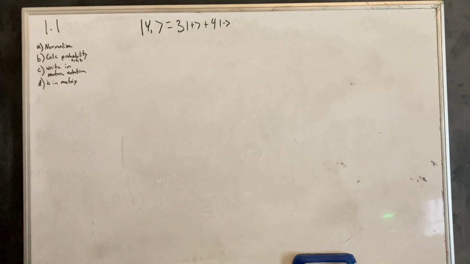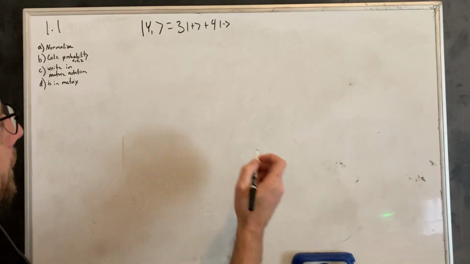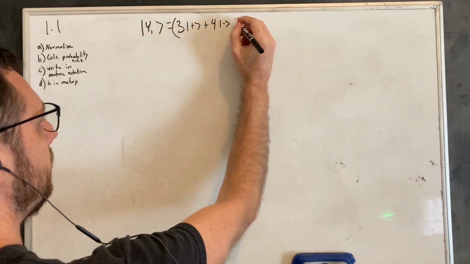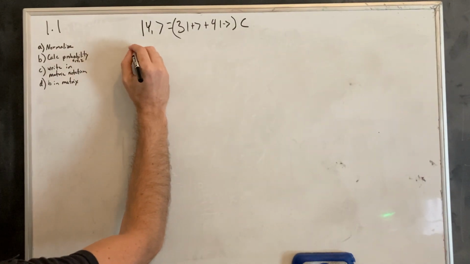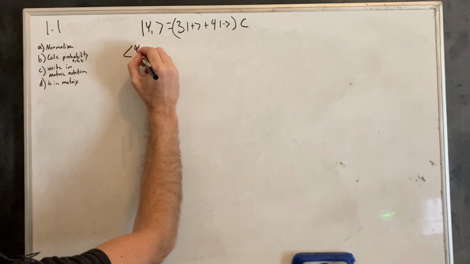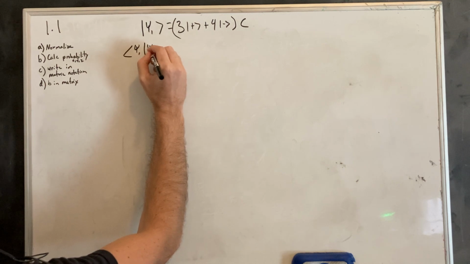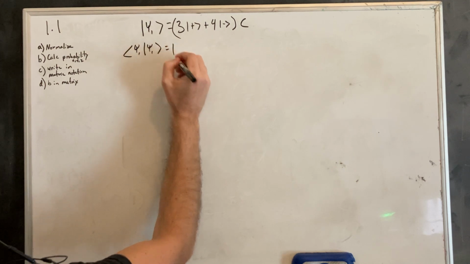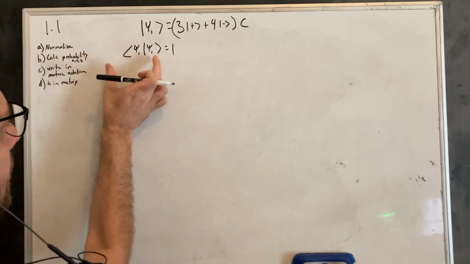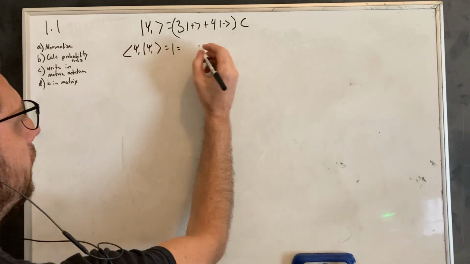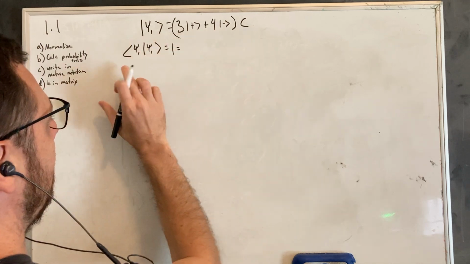First, we're going to normalize this. We can normalize it by adding a normalization constant. So I'll make that C. And remember that if it's normalized, then if you take the inner product with itself, that should be 1. So we would know that this would need to equal 1. So we can do this.